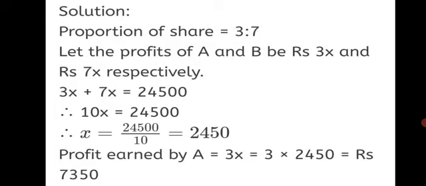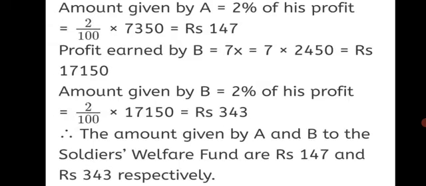Now we got the profit earned by A. Now we want to know what was the actual amount given to the fund. So let's see. Amount given by A is equal to 2% of his profit. So 2 upon 100 into 7,350 is equal to rupees 147.